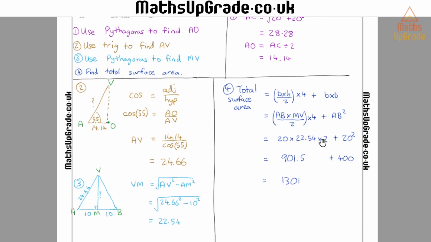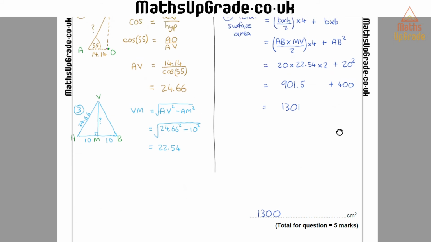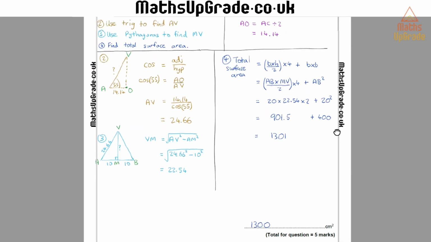Substitute those in, substitute in the base of the triangle for the area of that square, and the final answer is 1301. So to two significant figures, that would be 1300 centimetres squared. The entire question there is worth 5 marks.